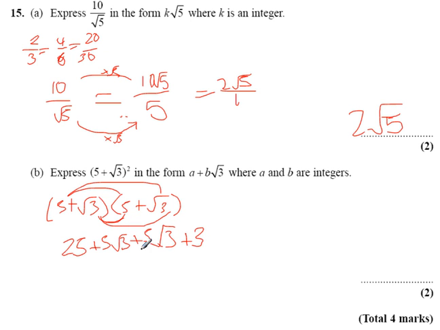Now, let's put the whole numbers together. There's 25 and there's 3. That makes 28. And let's put the surds together. We've got 5 times root 3, and we've got another 5 lots of root 3, which makes 10 root 3. And that's our answer.